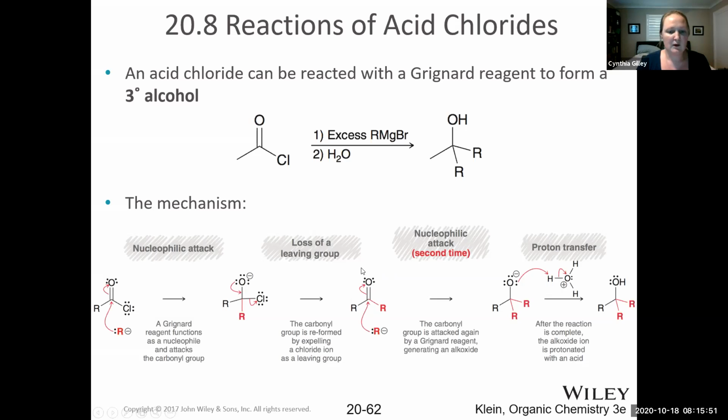Now we have a neutral ketone intermediate, but as you know, ketones are also electrophilic and will react with Grignard reagents. So a second equivalent of Grignard reagent will do a nucleophilic attack, leaving an alkoxide that can be protonated under the acidic workup. So again, in summary, acid chlorides react with Grignard reagents, and you need at least two equivalents, so it's common to see excess Grignard reagent to form a tertiary alcohol where we've incorporated two of the same alkyl group from the Grignard reagent.